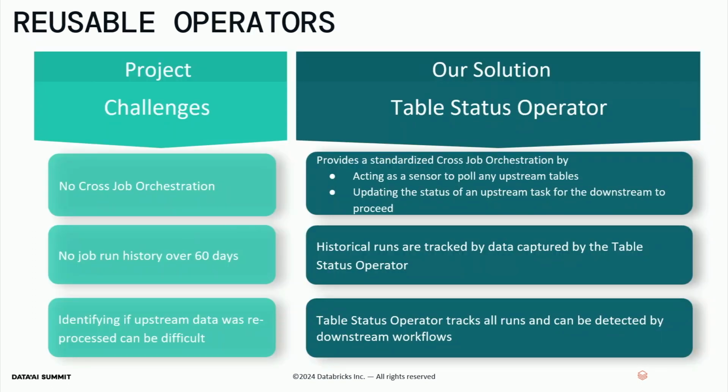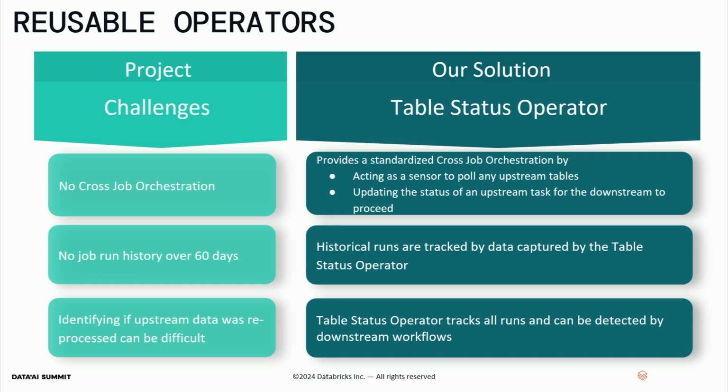Yeah, so the second operator that we built is related to cross-job orchestration. Databricks doesn't have any cross-job orchestration. There is, of course, the file trigger, but that didn't serve our use cases. So we provided this standardized cross-job orchestration where it acts as a sensor to poll any upstream tables. And not just that, you can also update the status of an upstream task so that the downstream can proceed, right? This is very similar to the Airflow sensor, if you're familiar with Airflow. And our solution, the table status operator, helped us with that, where you can store all this information to a Delta table, and this operator acts as a sensor and polls any upstream tables as part of that workflow.